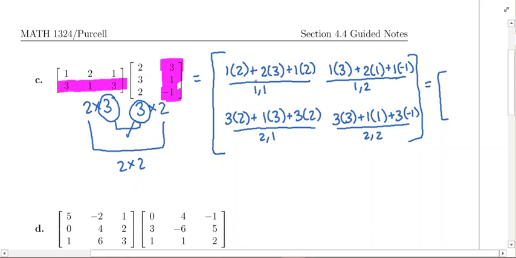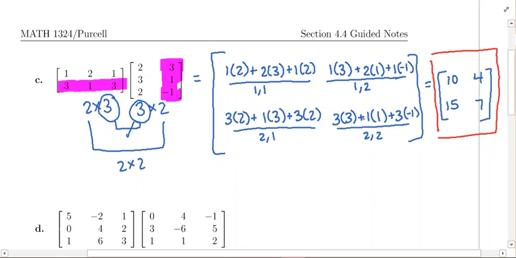Now we can just simplify all these dot products, and we'll have our final matrix. Right here in the top left, first row, first column, we have 2 plus 6, that's 8, plus 2 is 10. In the first row, second column, we have 3 plus 2 is 5, plus a negative 1 is going to be 4. Second row, first column, we have 6 plus 3 is 9, plus 6 is 15. And the last position, second row, second column, we have 9 plus 1 is 10, plus a negative 3, 10 minus 3 is 7. So if you multiply the 2 matrices together, here is the matrix that is formed.